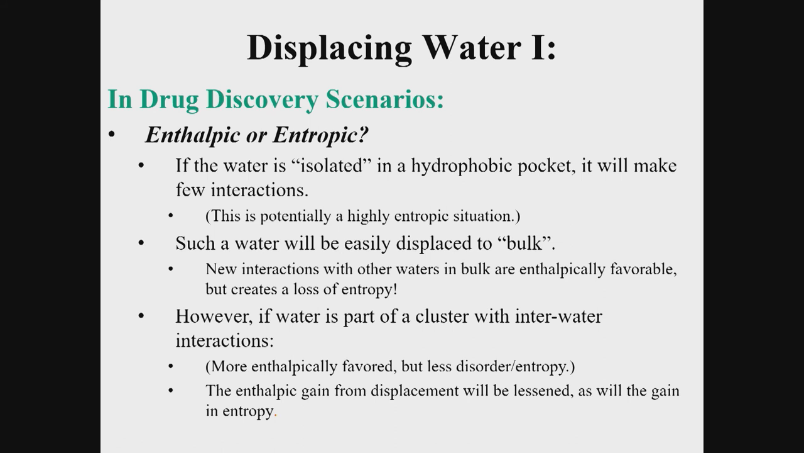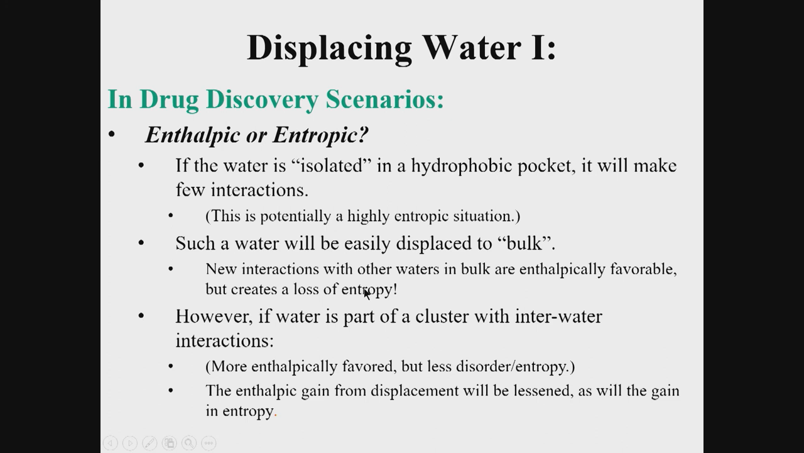If there are some water molecules that are isolated in hydrophobic pockets, that water molecule will not make very many interactions because it doesn't have anything to interact with, just like in the previous slide. So this is probably a very highly entropic situation, and that kind of water will be very easily displaced to bulk. It's going to go into the bulk of the water with its other water molecules, its friends, and create new hydrogen bonds and also become less entropic. So these new interactions are going to be enthalpically favorable, but this creates a loss of entropy because it was entropic when it was sitting in the hydrophobic pocket, and now it's not.